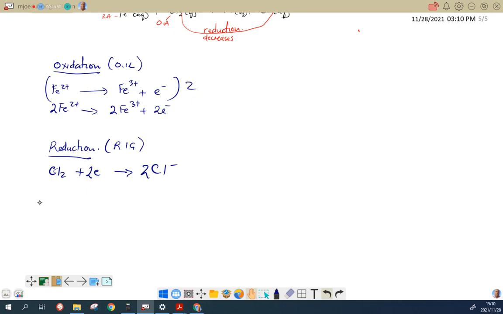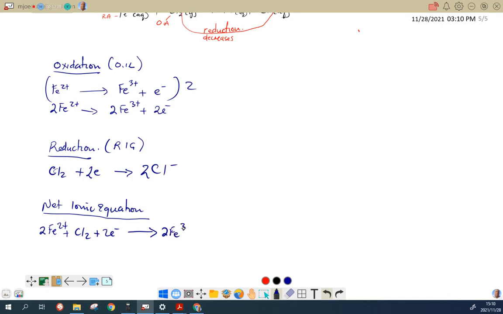We then look for the net ionic equation. So the net equation, right? And then we balance it. So we look at the ions. So you've got your 2Fe2+ plus the chlorine plus the 2 electrons. They gave, or this is what was obtained, 2Fe3+ plus the 2 electrons. That's for the top equation, plus what was obtained in the bottom equation, 2 chloride ions.